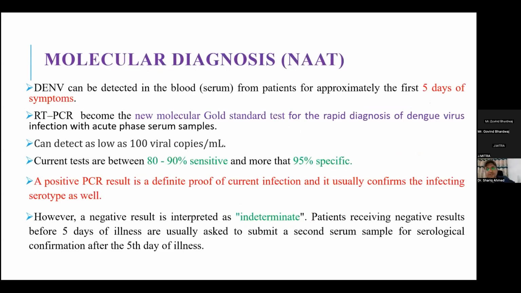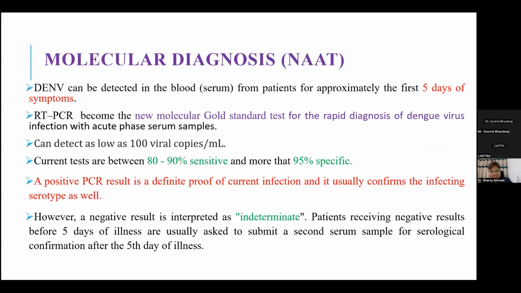Second, the newer gold standard is the molecular diagnostic. It can be nucleic acid amplification based, like normal PCR, conventional PCR, or the RT-PCR. It can detect the virus in the blood and serum up to 5 days. Mostly it cannot detect after 5 days. The sensitivity goes to very low. It can detect very low amounts of viral copies, as low as 100 viral copies per ml. And the sensitivity of the current molecular tests or RT-PCR available is 80 to 90% sensitive and 95% specific.